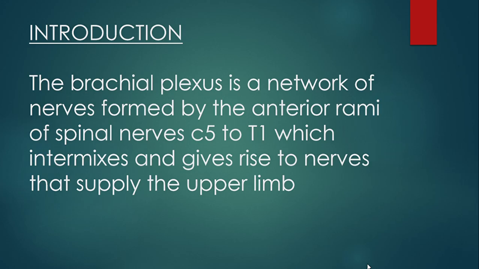I know this is a cumbersome definition, but all it means is that when you're studying the brachial plexus, you are just looking at the nerves that run from cervical number 5 to thoracic number 1. So you have cervical number 5, 6, 7, 8, and then you have thoracic number 1.